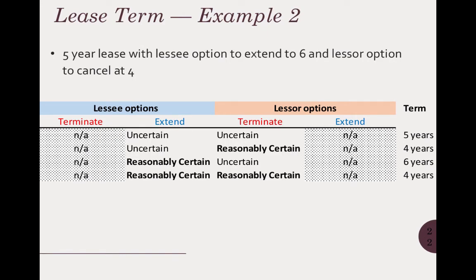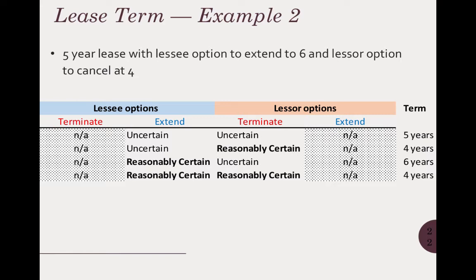Here's another example, a 5-year lease. The lessee has an option to extend to a 6th year. The lessor has an option to cancel after 4 years. So there are 4 different combinations here. The first combination, it's uncertain whether the lessee will extend or the lessor will terminate, so you stick with the basic 5 years.